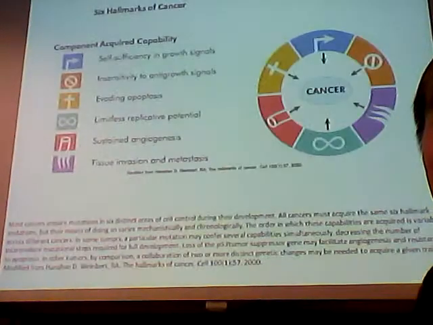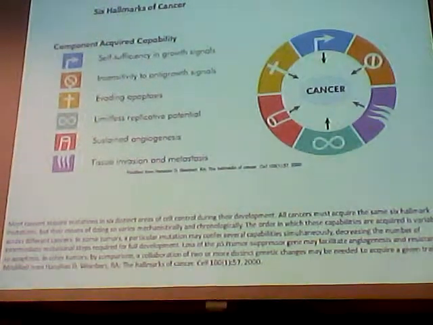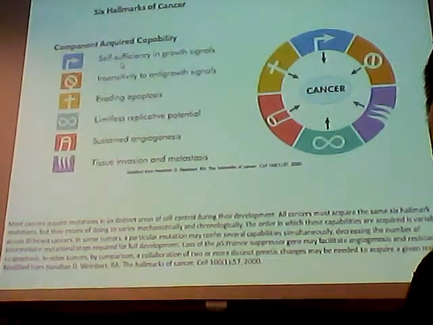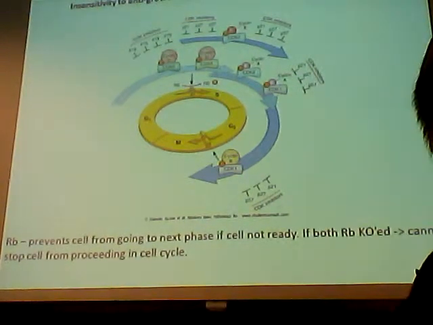And so it's important to note, with the 6 hallmarks of cancer, to know what the protein examples are. So in this case, self-sufficiency and growth signals, RAS. That'll be one of your quiz questions or whatever.